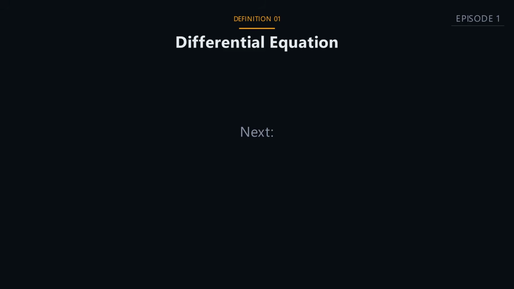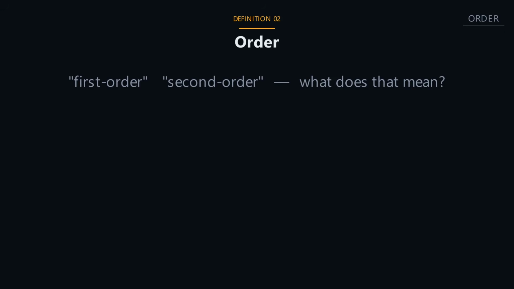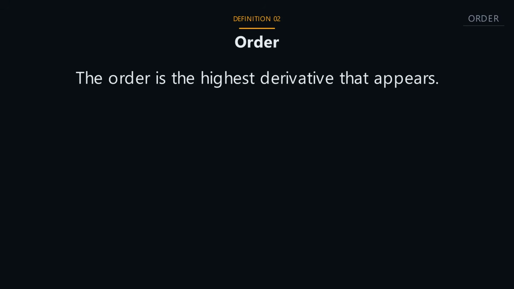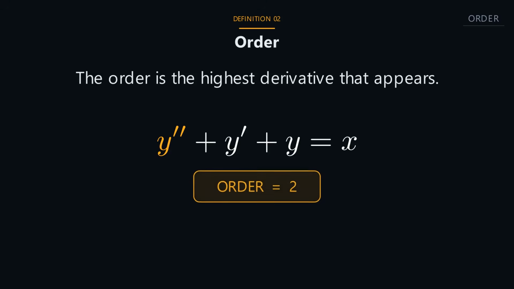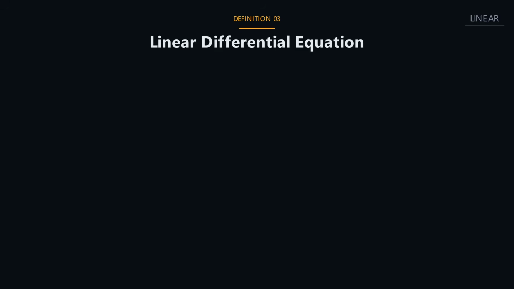So, our next definition will be order. You hear me a lot saying first order differential equations, second order differential equations. What does that mean? Well, the order of a differential equation is your highest derivative appearing in the equation. For example, a second order differential equation can look like y double prime plus y prime plus y equals x, right? That's second order because the highest prime is double prime. The highest derivative is a double derivative of y, and that's the highest derivative that appears in the equation.